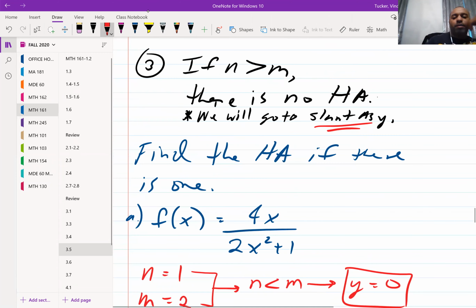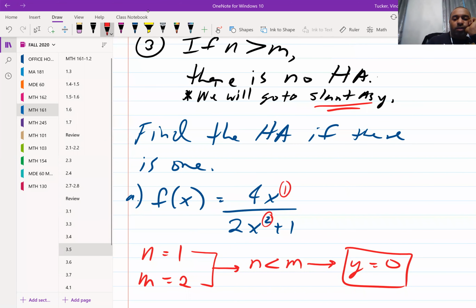So the first one, f of x is equal to 4x over 2x squared plus 1. So the exponent for our numerator, or the degree of our numerator, is 1. Degree of the denominator is 2. And remember, we said the numerator is considered n, denominator is considered m. So since n is less than m, your horizontal asymptote is equal to 0. So y equal to 0.